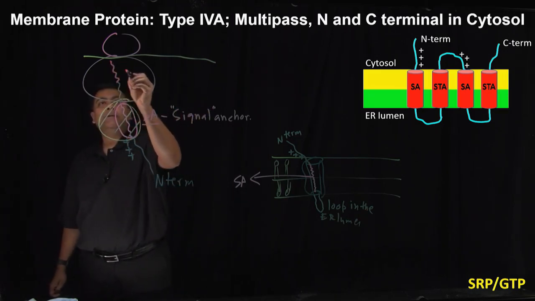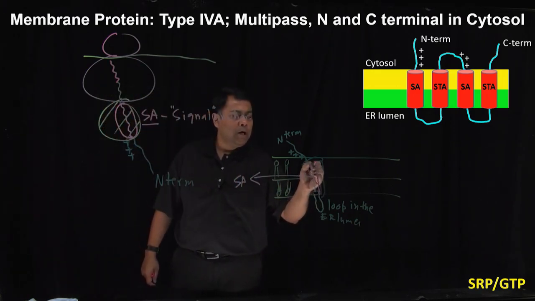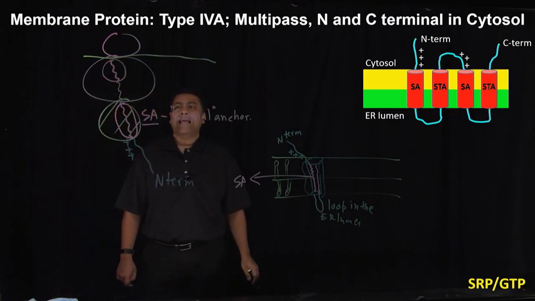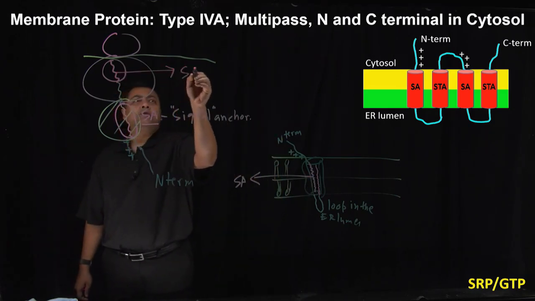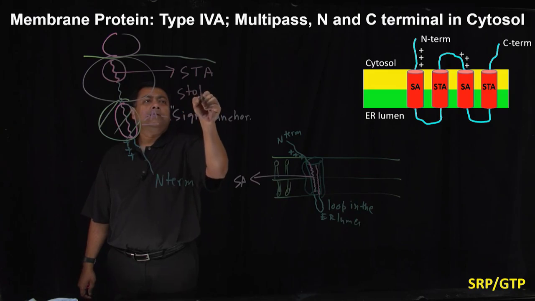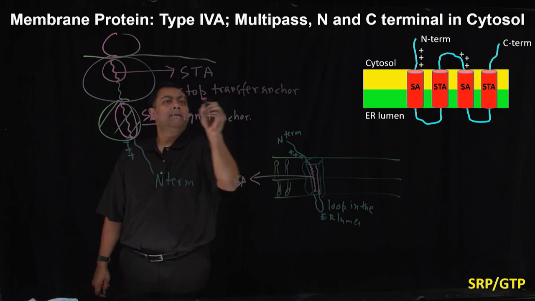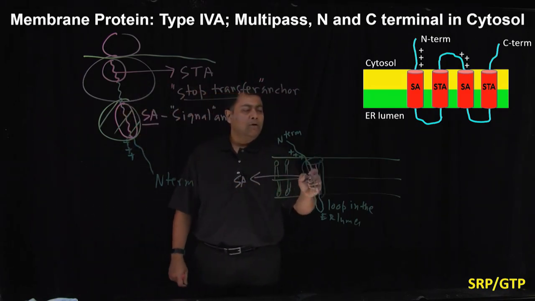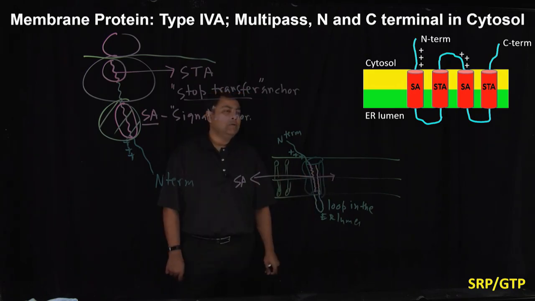After that, another hydrophobic sequence comes out, and that hydrophobic sequence is going to be on the other side right here. But this hydrophobic sequence is not the SA sequence. That's going to arrest the translation, and we call that a stop transfer anchor sequence. Why is this stop transfer? The reason is that you have to give the translocon a little bit of time, so that these two hydrophobic sequences, the transmembrane domains, can move out into the membrane.